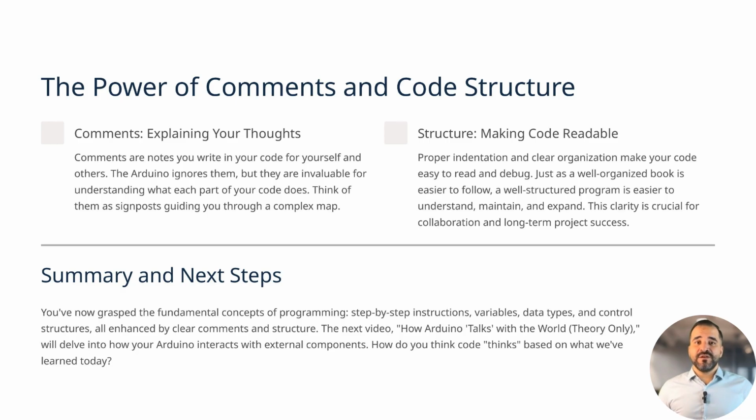A simple comment like "turn on LED if button is pressed" can save you and others hours of confusion later. Equally important is your code structure. Using consistent indentation and spacing helps visually organize your program. It separates logic blocks and shows what belongs inside loops or conditionals. This makes your code easier to read, debug, and expand.